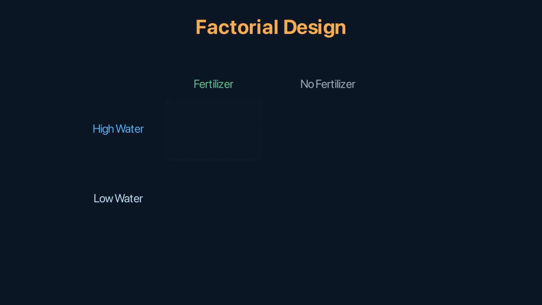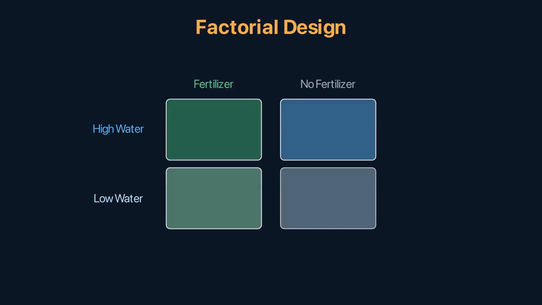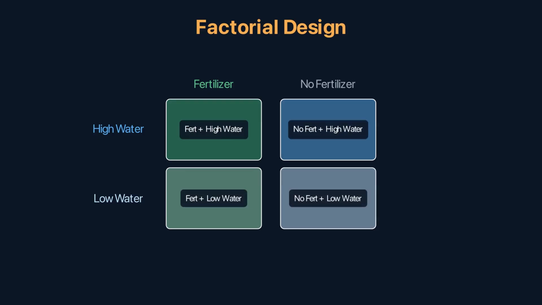Two questions: does fertilizer help? And does extra water help? You could run 2 separate experiments, or you could test both simultaneously in a factorial design. 4 groups: fertilizer plus high water, fertilizer plus low water, no fertilizer plus high water, no fertilizer plus low water.